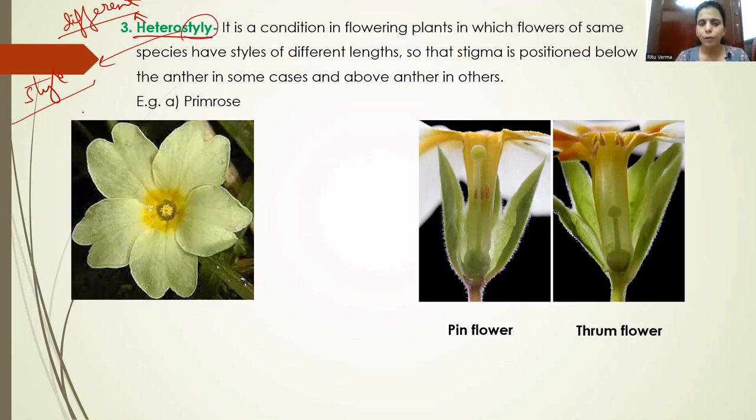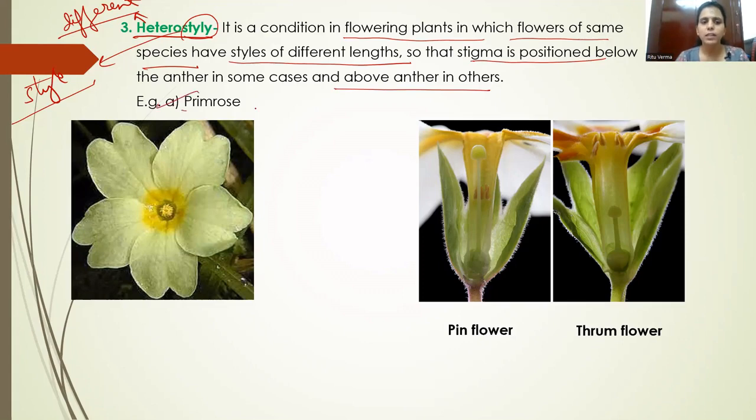This type of adaptation can be seen in bisexual flowers, and in this type of adaptation the length of the style is different in different flowers of the same species. Remember this. It is a condition in flowering plants in which flowers of the same species have styles of different lengths, so that the stigma is positioned either below the anther or above the anther in different flowers.